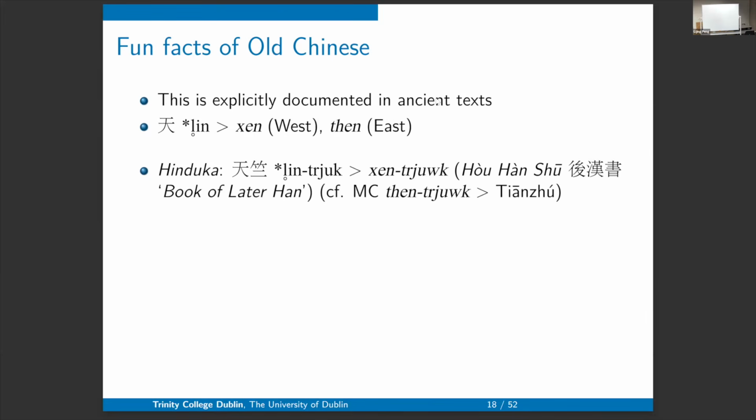And this is well documented in ancient texts. So we have the word for heaven, which in the East is ten, which is where we get tian from, and in the West is hen, which is why you can write, for instance, the word for India as Tianzhu or something like that, right? That's because it's Hindu. It says that right here, Hinduka. So Hintruk would be Old Chinese, not what it was, but Hindu. So that gives us Tianzhu.